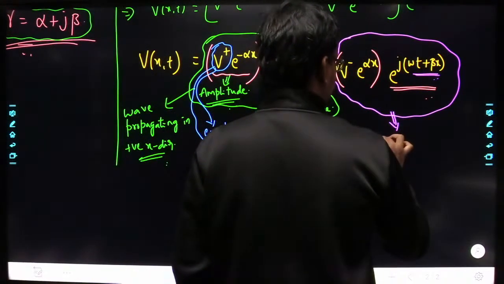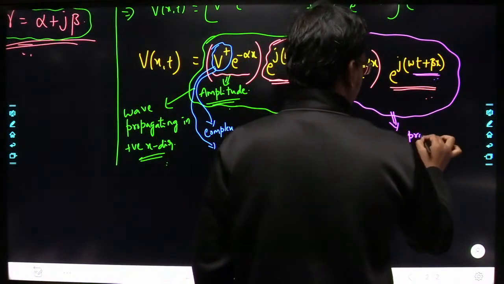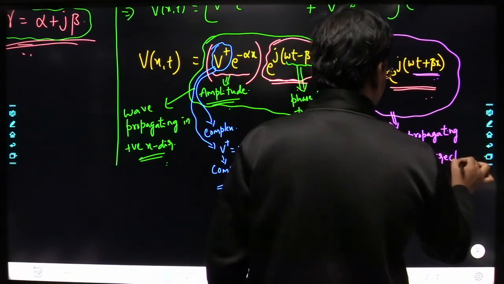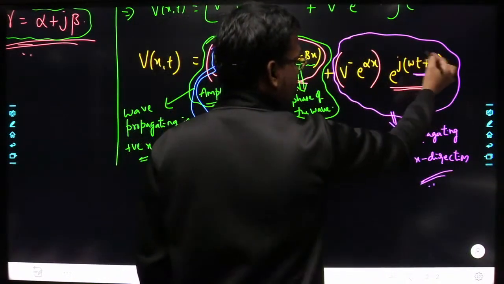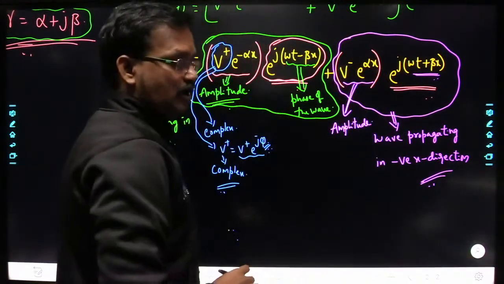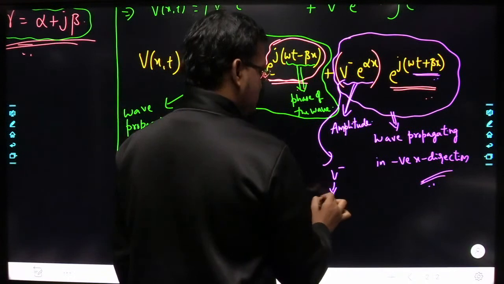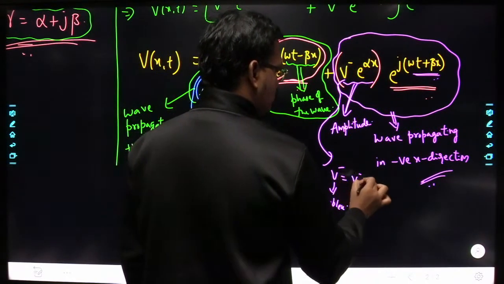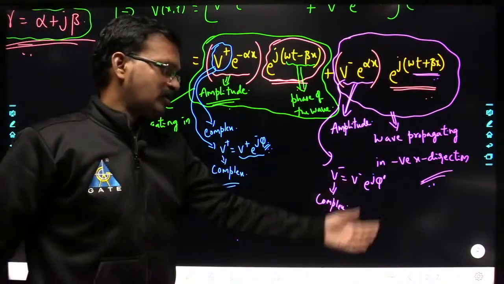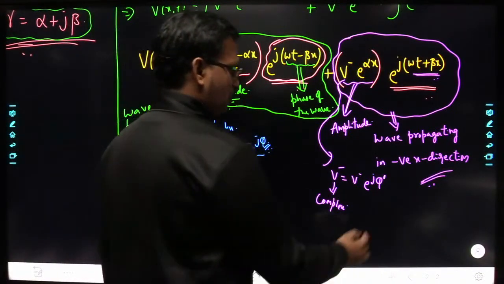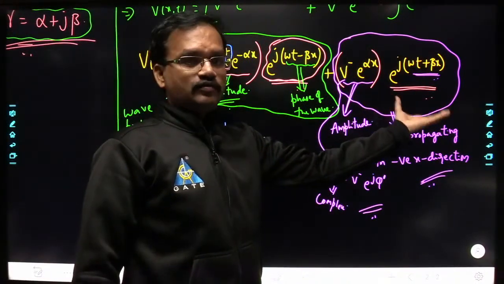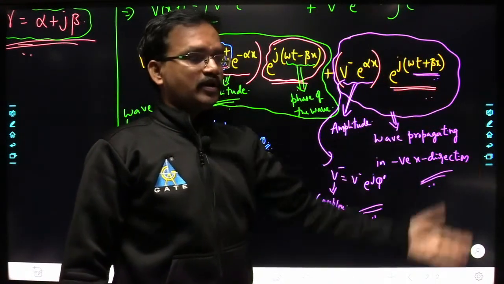So this represents a wave propagating in negative x direction. This represents the phase of the wave, and this represents the amplitude of the wave. Understood? And this v minus in general is a complex quantity. So v minus is equal to V minus into e power j phi dash. Some initial phase shift I am representing with phi dash, or you can represent it here as phi 1 and here as phi 2, whatever you want. So this represents the wave propagating in positive x direction, and this represents the wave propagating in negative x direction.